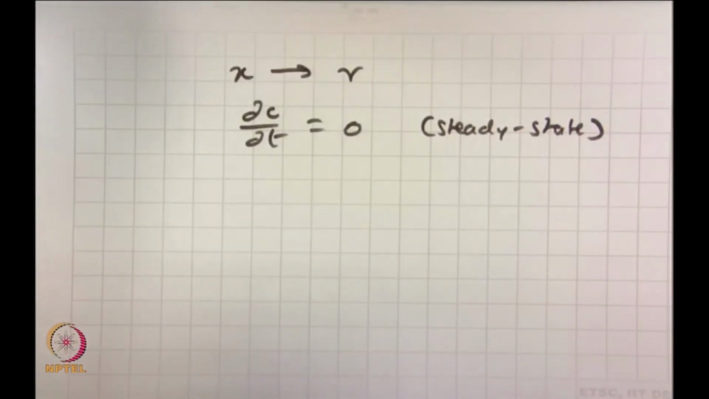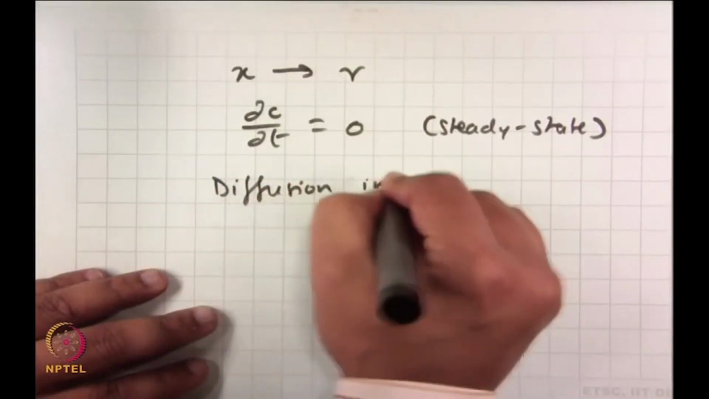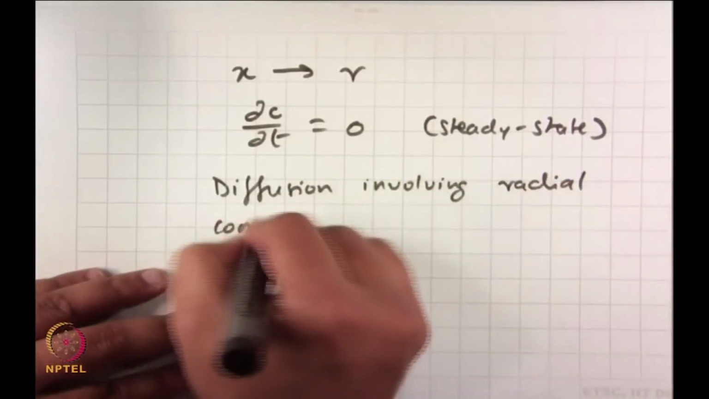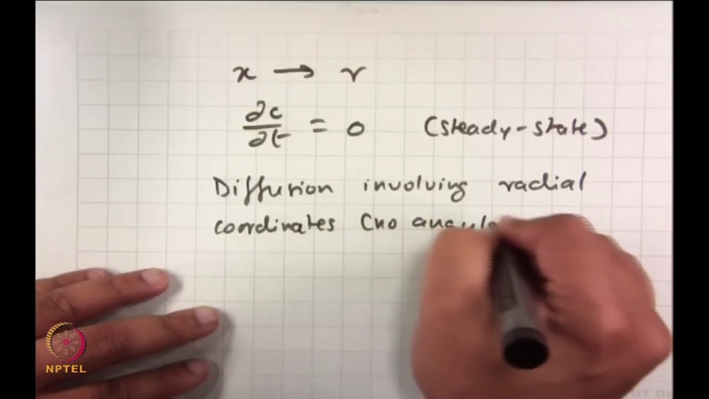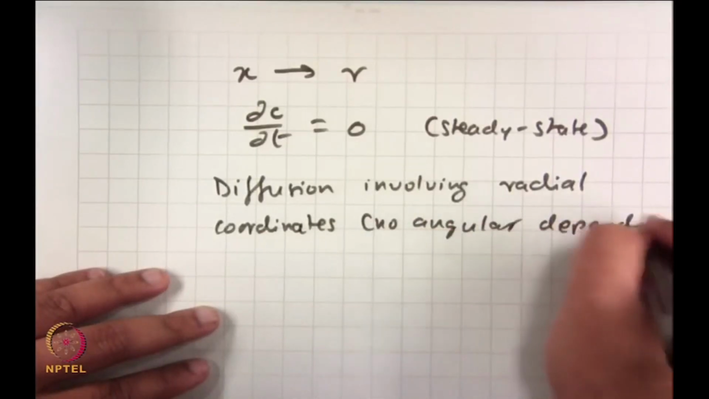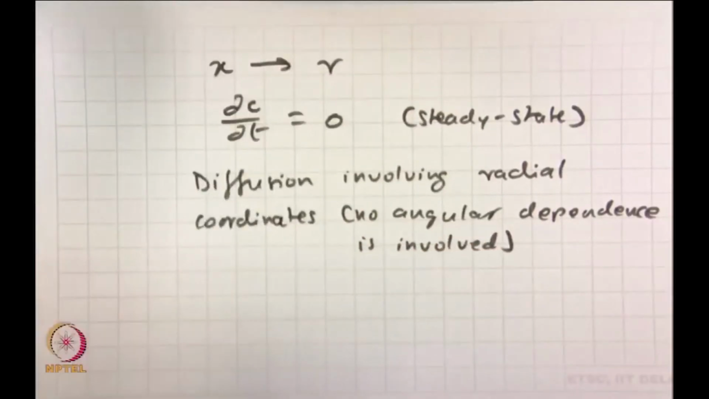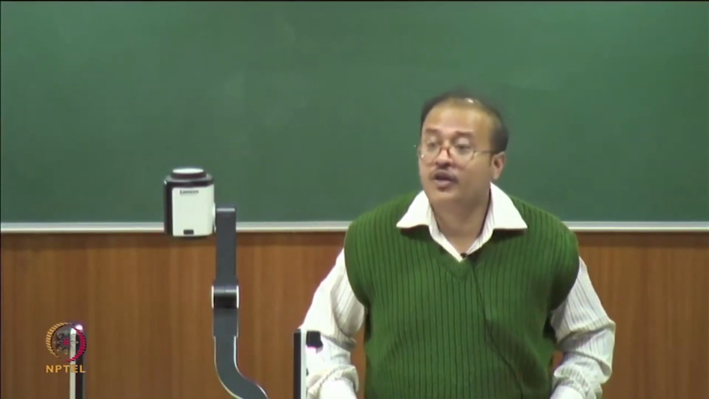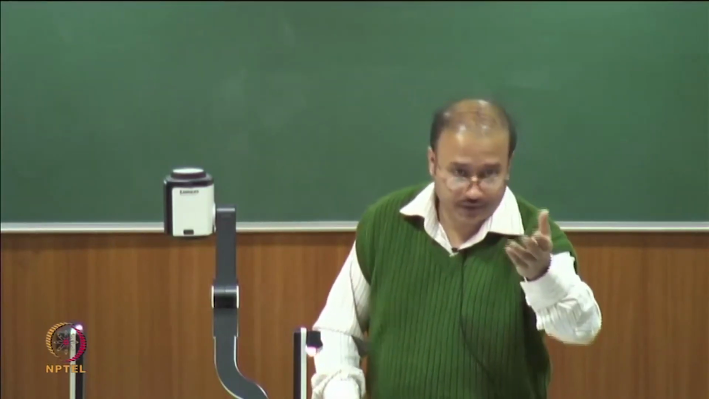Also, we are only looking at diffusion involving radial coordinates, no angular dependence is involved. Please keep this in mind. We are considering diffusion involving radial coordinates without any angular dependence. That means, in the full form of your spherical polar coordinate, the theta and phi terms vanish. The only one you are left with is the radial term, the first term.